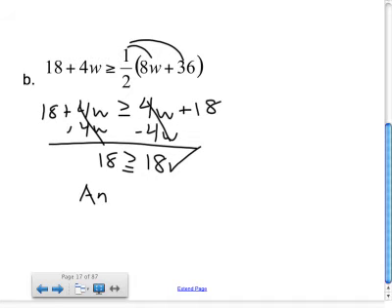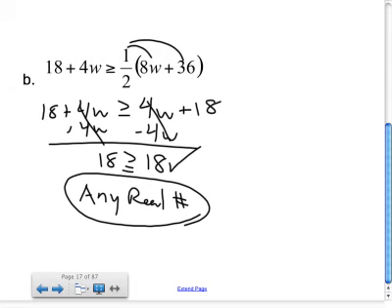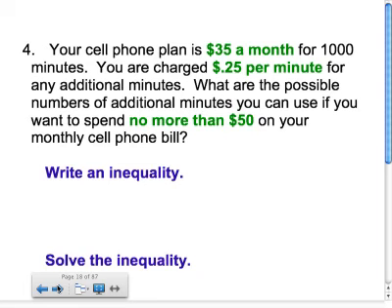Therefore, the solution here is any real number, or all real numbers. Really what that means is you could plug any number you want in for w, and it's going to work out to be an accurate, or true, statement.